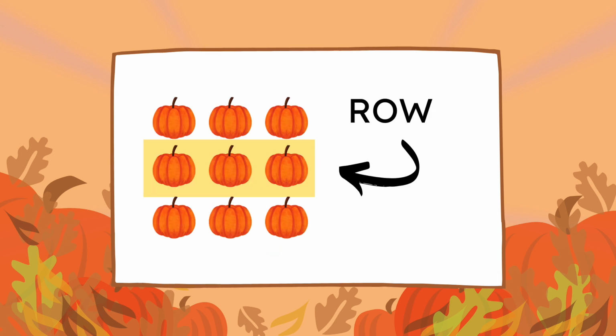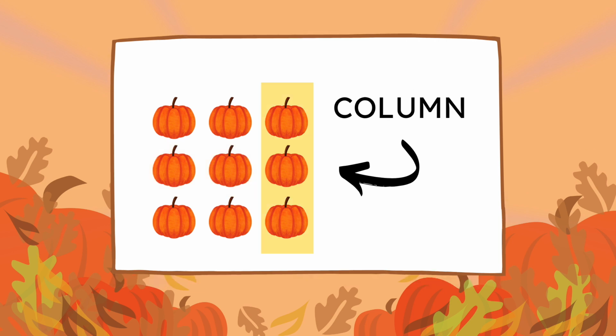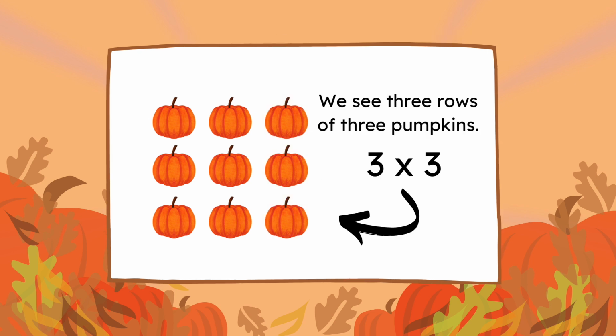So an example would be, here are some pumpkins, and a row would be horizontal, and a column would be vertical. So we see 3 rows and 3 columns of pumpkins. So we can count each row, 1, 2, 3, and 3 columns, 1, 2, 3. We would write it in an equation, which would be 3 times 3 equals 9.